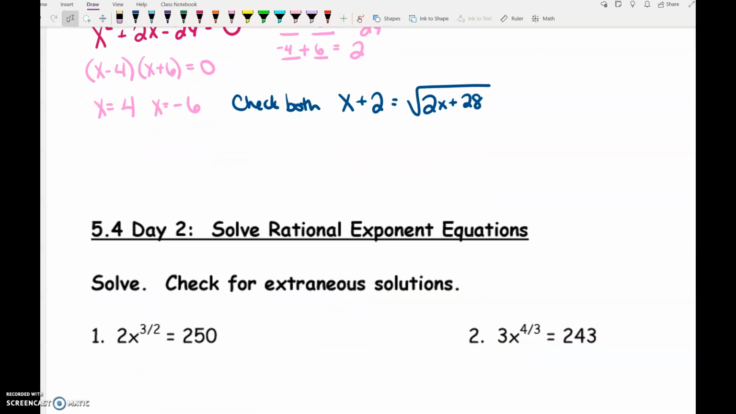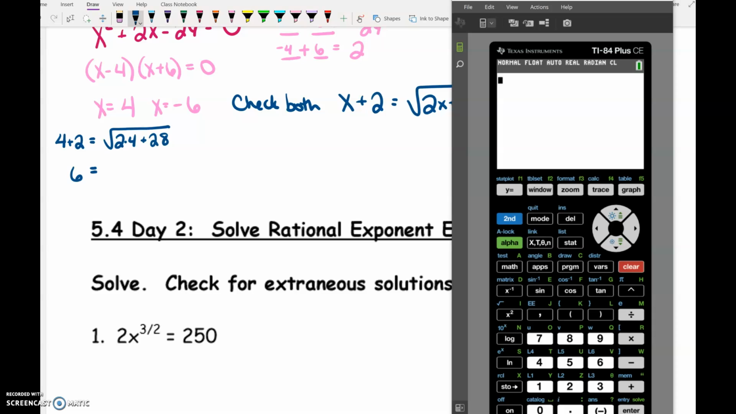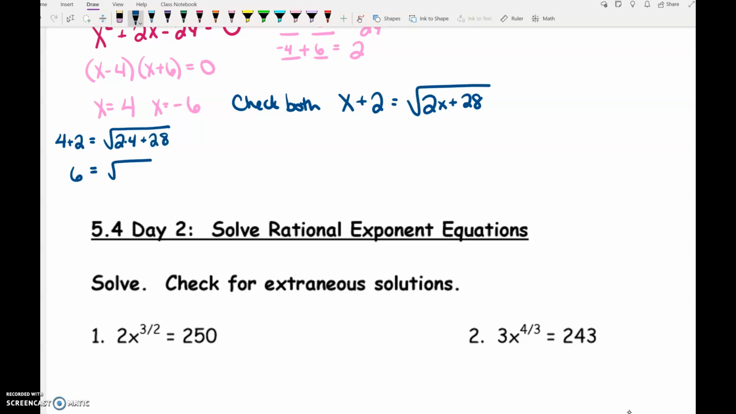So if I plug 4 in, 4 plus 2 on the left side, on the right side, the square root of 2 times 4 plus 28. 4 plus 2 is 6. And you don't even have to do the whole right side. Just do the 2 times 4 plus 28. I get 36. Does 6 equal the square root of 36? Yes, that is true. So x equals 4 is a good solution.